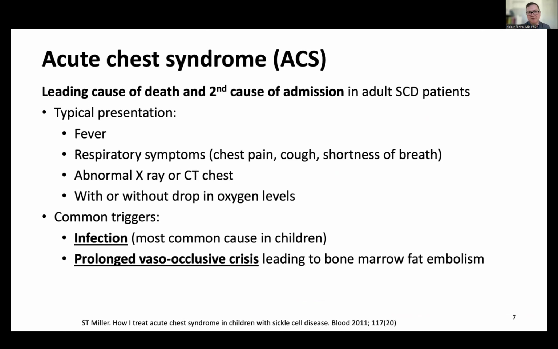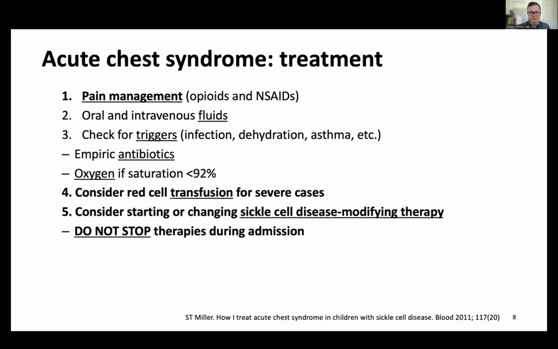A specific type of vaso-occlusive crisis is acute chest syndrome that I have to mention before I talk about management, because it's the leading cause of death and the second cause of admission in adults with sickle cell disease. Typically, patients will have fever, some respiratory symptoms, such as chest pain or shortness of breath. We'll pick up some abnormality in the X-ray or CT of the chest. They may or may not require oxygen. And common triggers are obviously pneumonia, infections, but also just prolonged vaso-occlusive crisis. If left untreated for too long, it can lead to what we call bone marrow fat embolism, and that also affects the lungs and leads to sickling in the lungs.